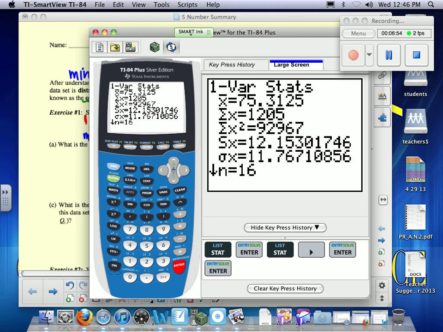We should match. My screen and yours should be the same. Where are these numbers? Hey, you've got your ways. Yeah, you gotta type these in. That's what you were doing while I was paused. Okay. I don't see anything that says minimum, maximum, median.